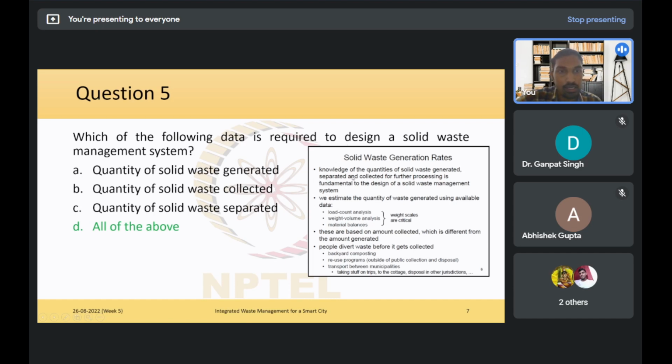As we saw in the lecture, the knowledge of the quantities of the solid waste generated, separated, and collected for further processing is fundamental to the design of a solid waste management system. First we need to know what we are dealing with, right? Only then can we design for that. Okay, any questions?